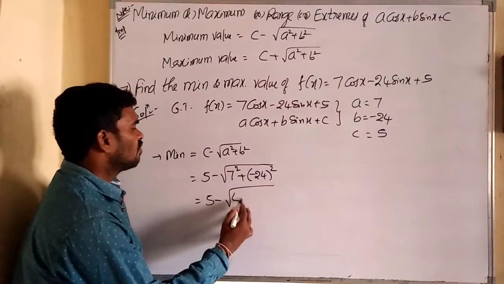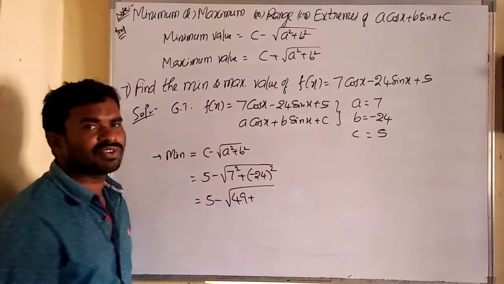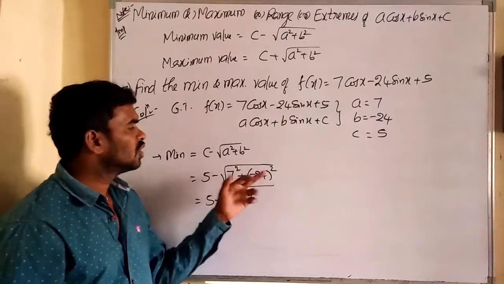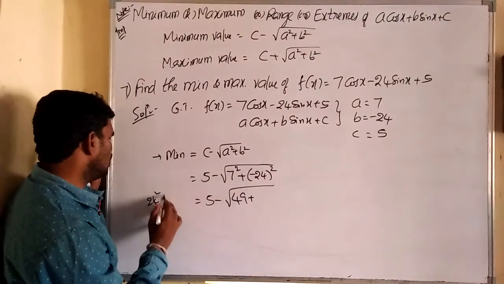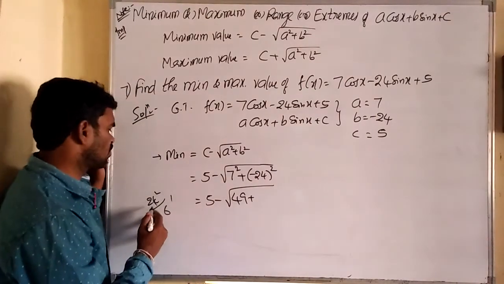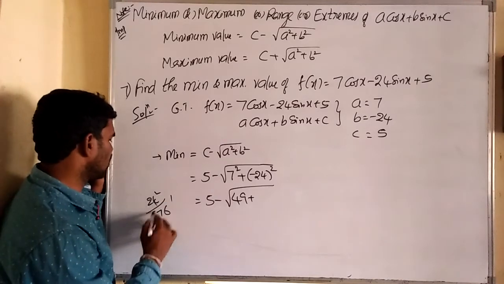7 7s are 49. Very good. Minus 24 whole square. Minus square means plus 24 square value. Okay na? What is 24 square value? 4 4s are 16. 2 2s are 4, 4 4s are 16. 1, 17. 2 2s are 4, 1, 576.